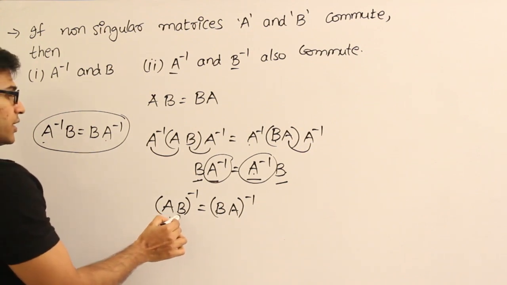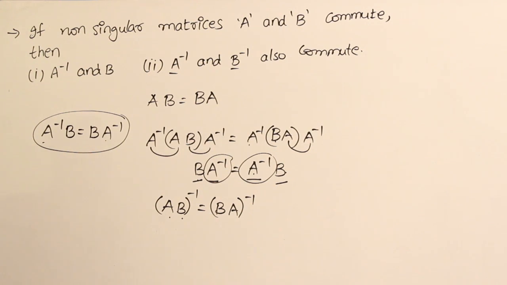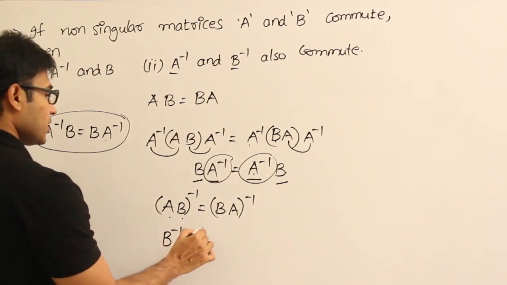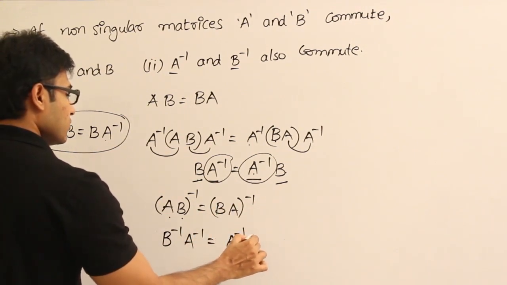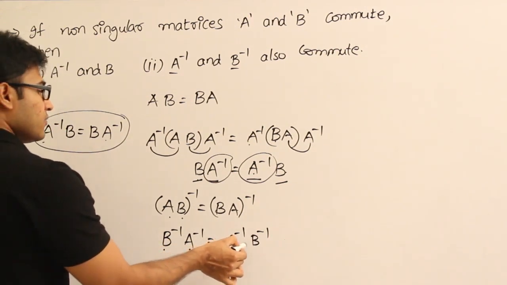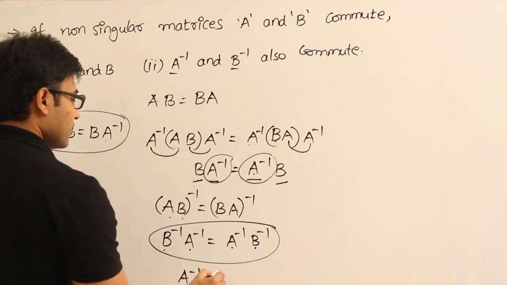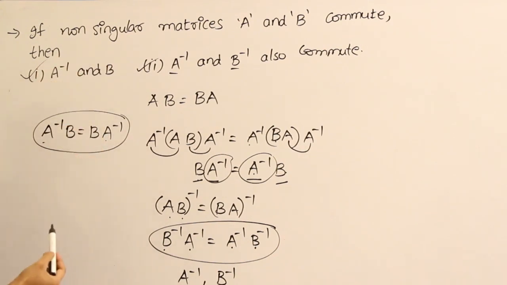And now we know that A into B whole inverse is equal to, by the reversal rule, which we have already seen, B inverse into A inverse, and B into A whole inverse equals A inverse into B inverse. Then what did we get? B inverse into A inverse equal to A inverse into B inverse. Therefore A inverse and B inverse, they commute, right? The second one is also proved. Okay.